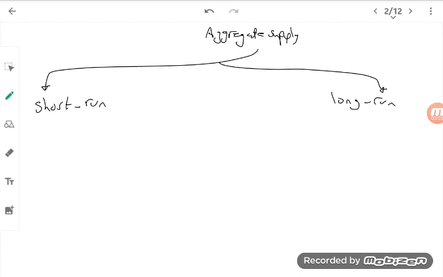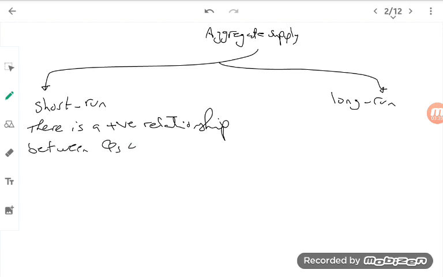In the short run, we can increase factors of production, we can increase resources used in the production. So there is a positive relationship between price and the quantity supplied. Of course, it is quantity of real GDP supplied. So we can draw the short-run aggregate supply curve as a positively sloped curve.